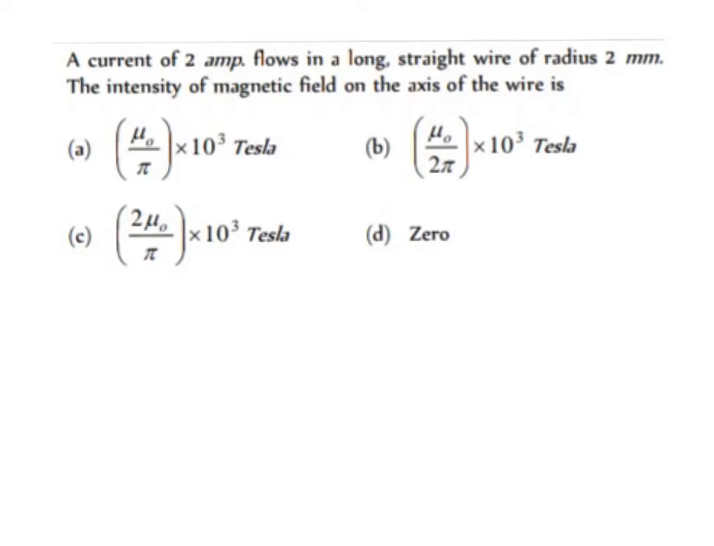See, the long straight wire. So this is the wire here. It has a radius of how much? The radius is 2 millimeter. 2 millimeter is given. Okay, so the intensity of the magnetic field on the axis of it. So this is what we call the axis, right?